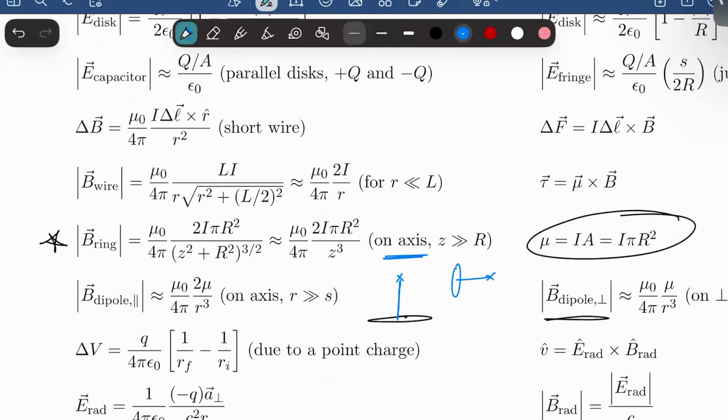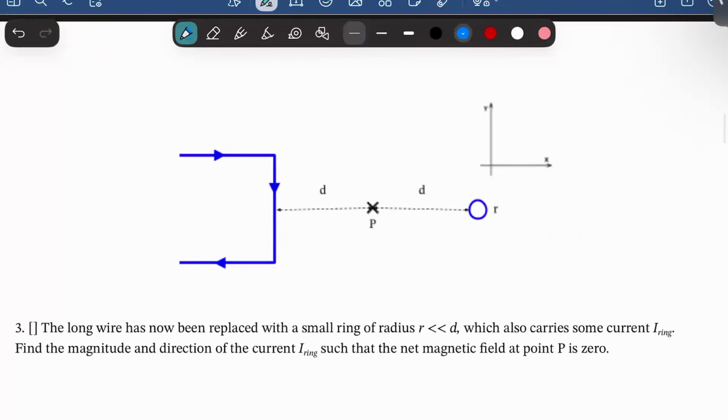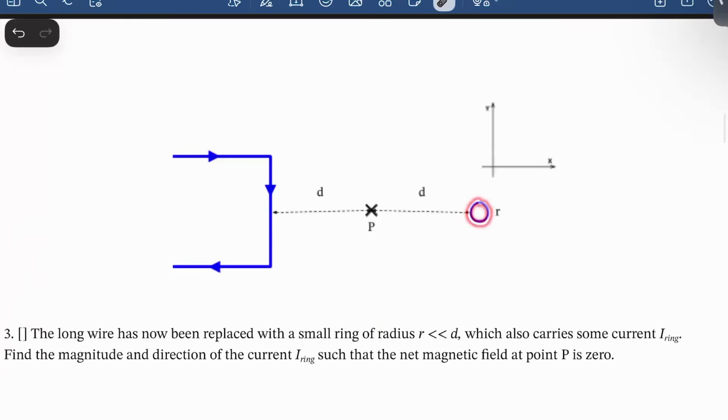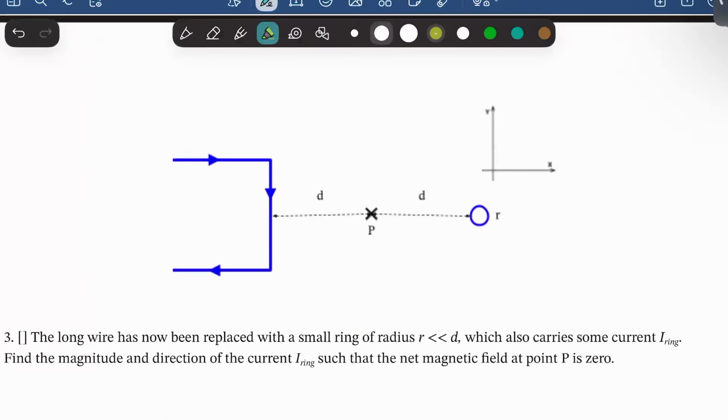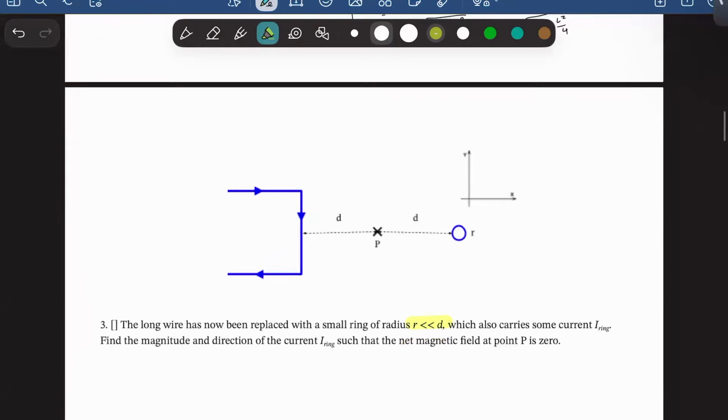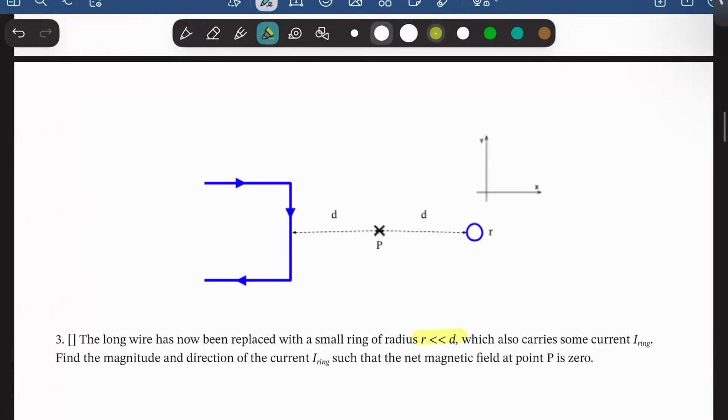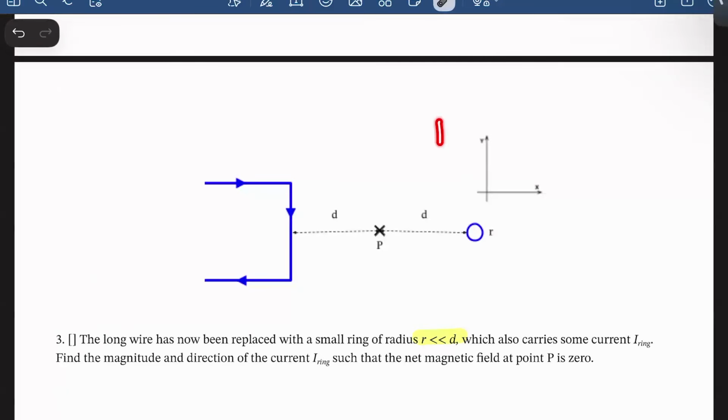That would be when you use B ring. In this case, the ring is on the same plane as these wires, so we cannot use B ring. But why is this part important? Well, it's because we know that any loop, whether it's a circle, a square, or a triangle, any closed loop will behave like a magnetic dipole when you're far away enough. So R is much less than D, which means we're far away.